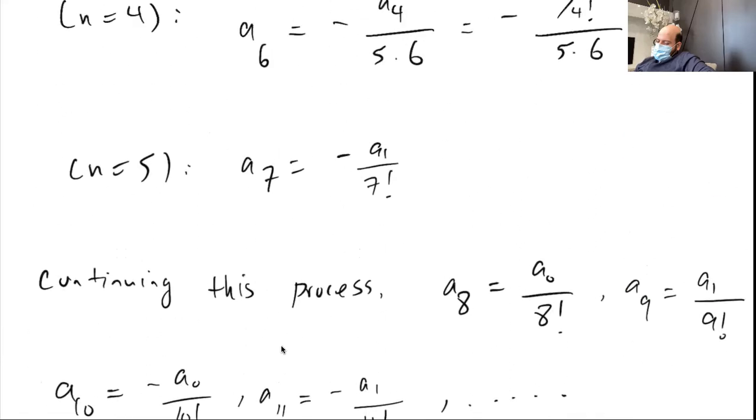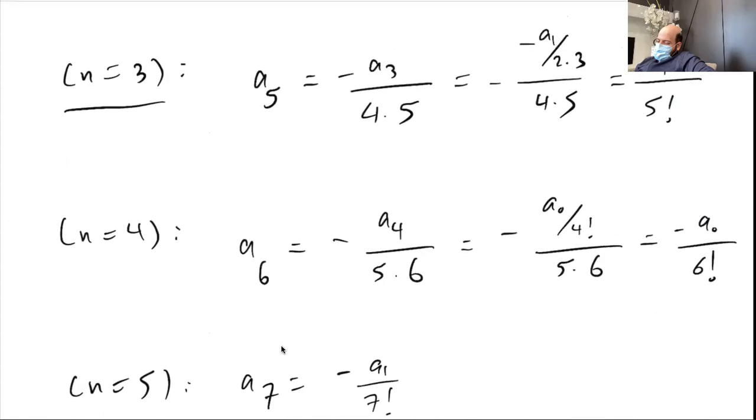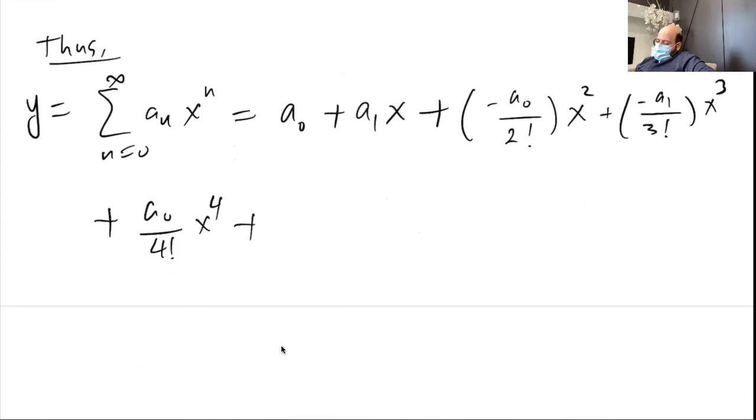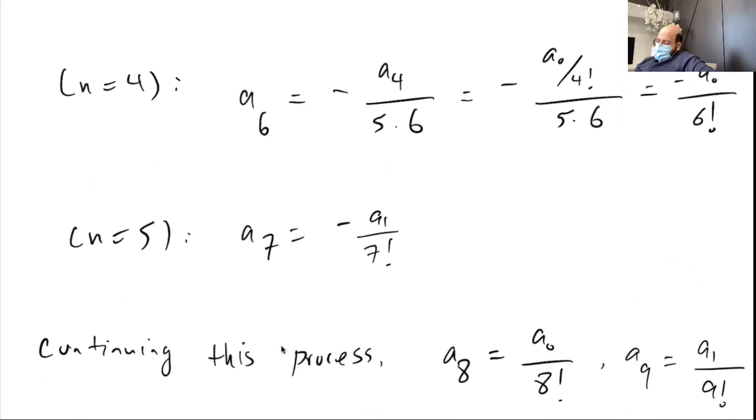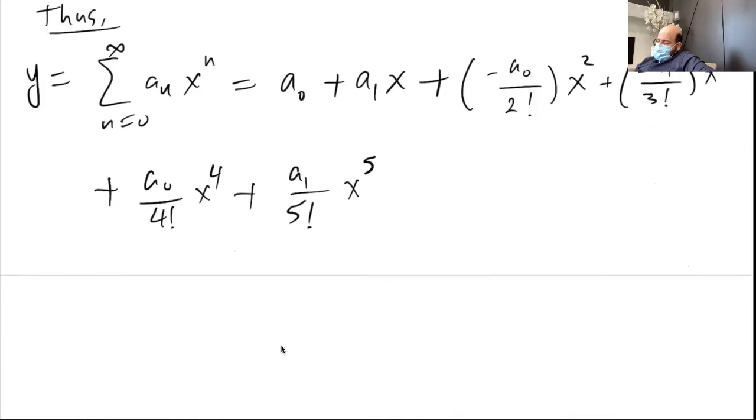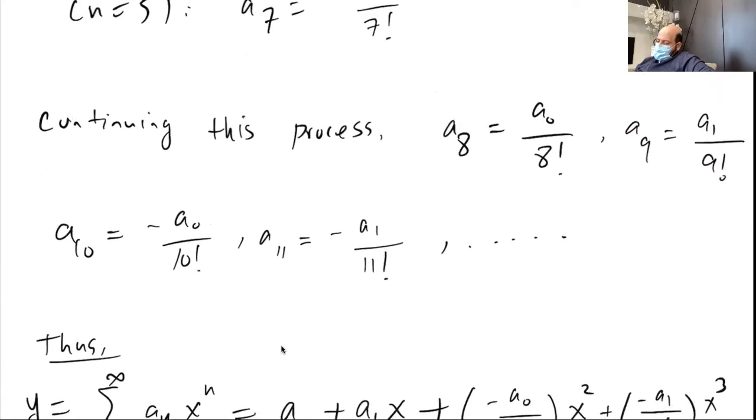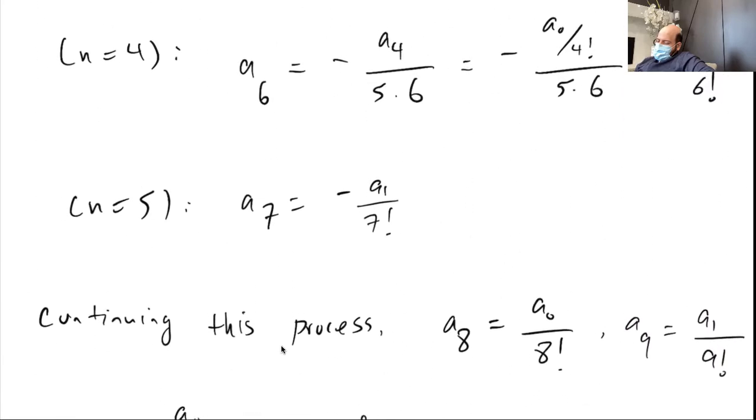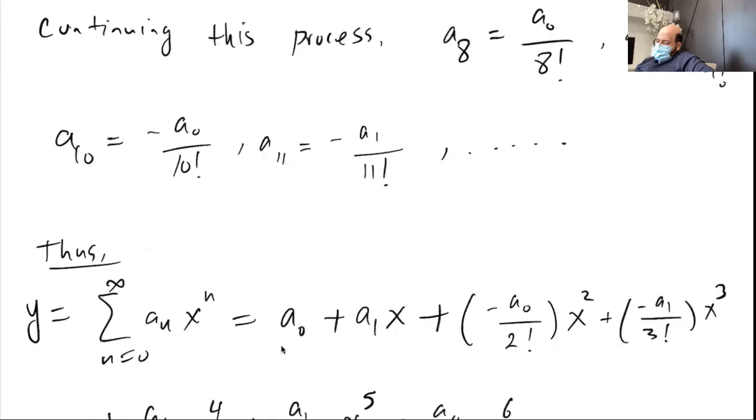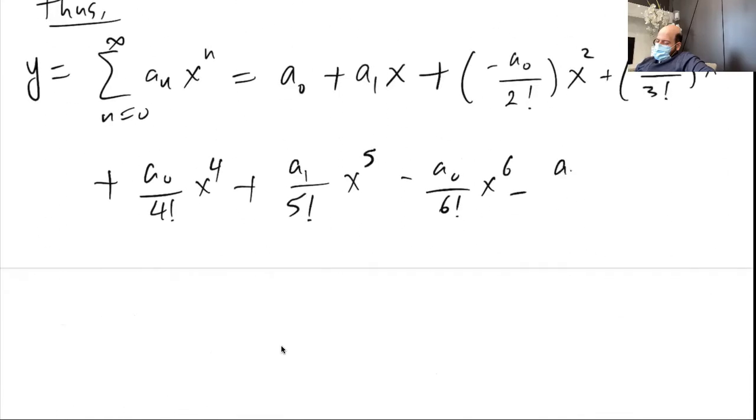a5 is a1 over 5 factorial x to the power 5. a6 is minus a0 over 6 factorial x to the power 6, minus, then a7 is minus a1 over 7 factorial x to the power 7.